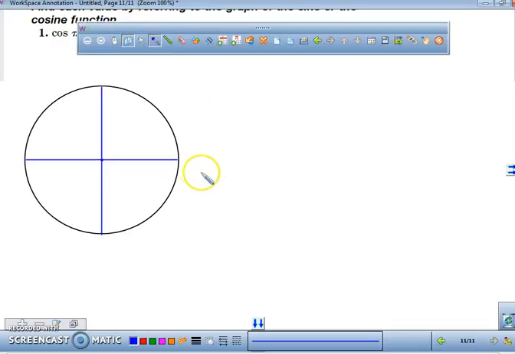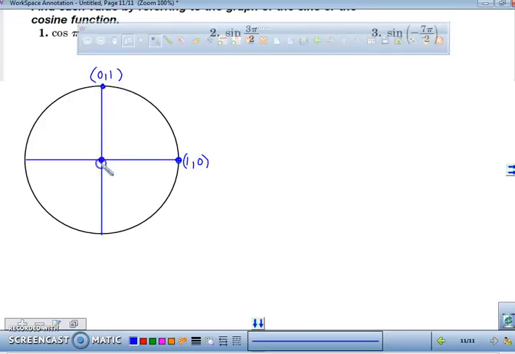We're going to start right here at this point, 1, 0. This point right here, we'll call it 0, 1. This is if the unit circle is centered at 0, 0. Okay? That's what you're setting the course. So that's 0, 0. So our pair is negative 1, 0. And we have 0, negative 1.